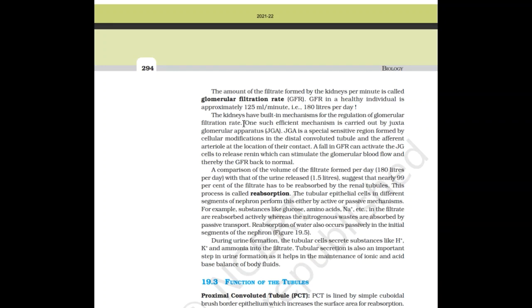For example, substances like glucose, amino acids, sodium, etc. in the filtrate are reabsorbed actively, whereas the nitrogenous wastes are absorbed by passive transport. Reabsorption of water also occurs passively in the initial segment of the nephron. Figure 19.5 represents this.